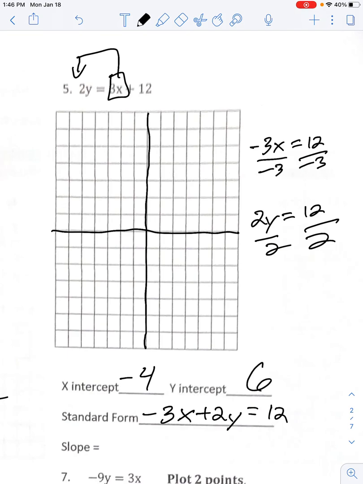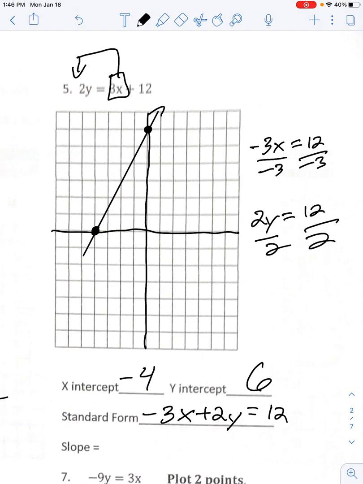And so we're going to plot negative 4 on the x-axis, right here. We're going to plot 6 on the y-axis, up here. And then draw our line.